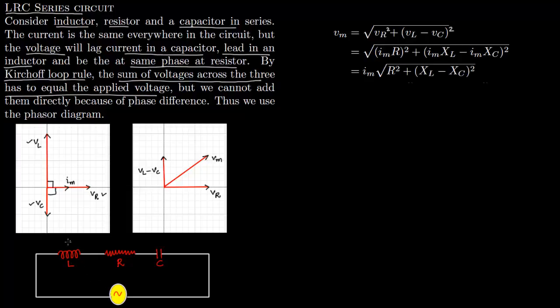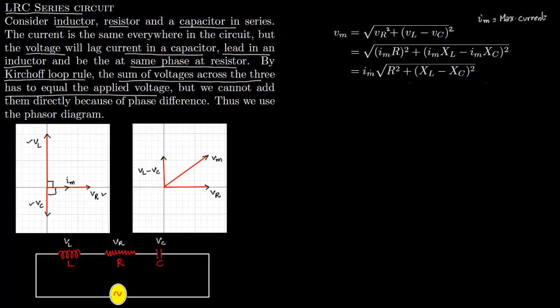Now we can write these voltages here also. So this is VL, this is VR and this is V subscript C. So now you have this as Vm, and now you start substituting the values. So voltage across resistance is Im times R, where Im is the maximum current. Similarly, we plug in for VL and VC.